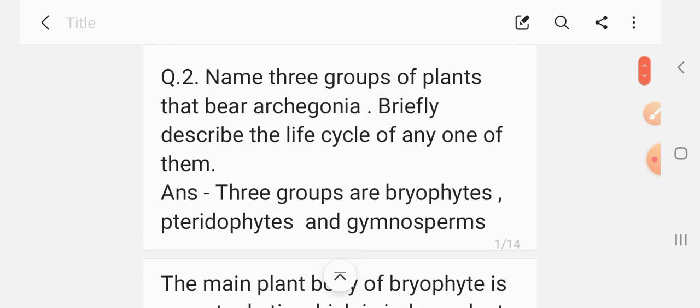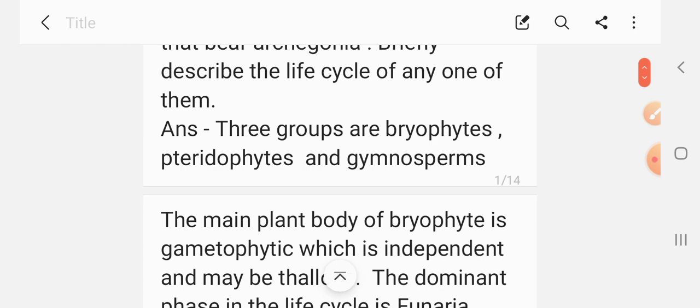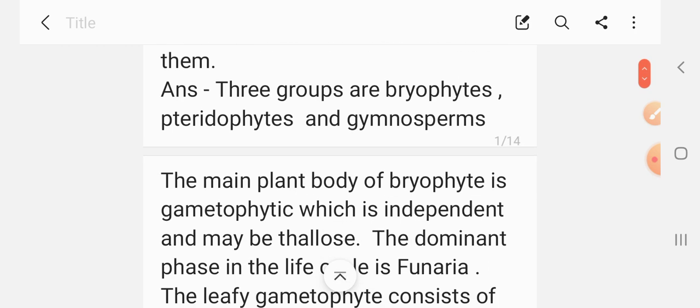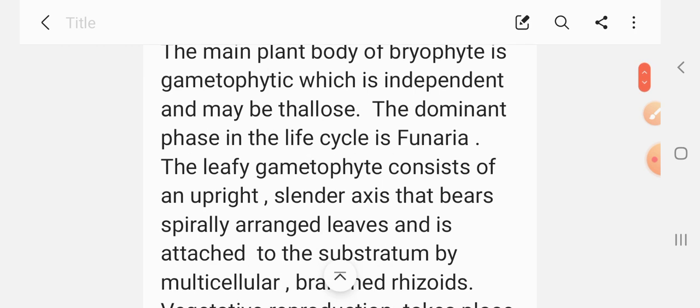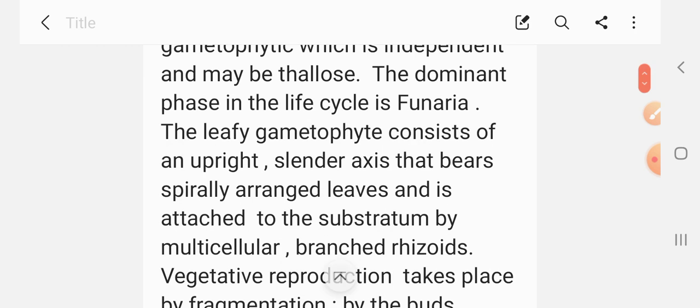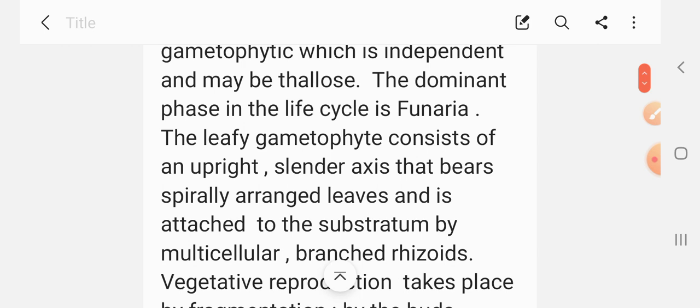Question number 2. Name 3 groups of plants that bear archegonia. Briefly describe the life cycle of any one of them. Answer. 3 groups are bryophytes, pteridophytes, and gymnosperms. The main plant body of bryophyte is gametophytic, which is independent and may be thallus. The dominant phase in the life cycle is funaria.